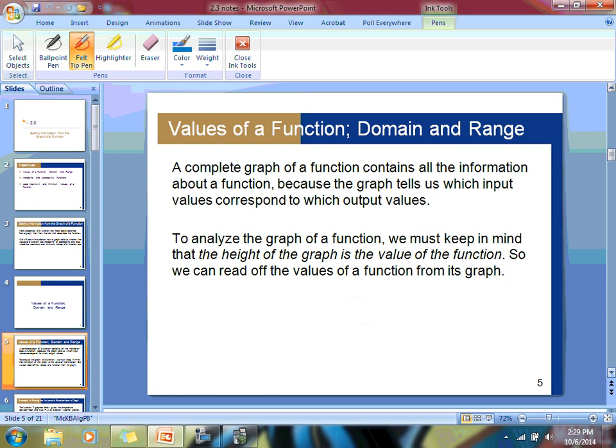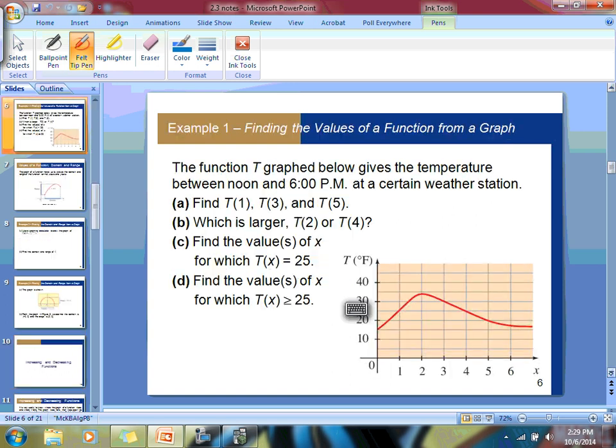A complete graph of a function contains all of the information about the function. It tells us which input values match the output values. And when we analyze a graph, we have to keep in mind that the height of the graph is the value of the function. So we can read off the values of a function from its graph. And that's better explained in this example here.